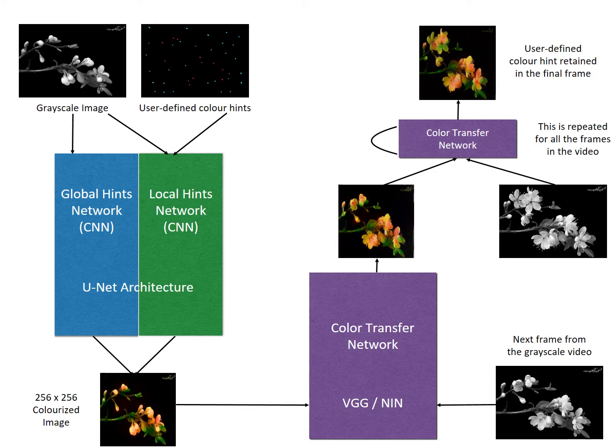Now let me go through the pipeline on how these models are used. The first frame of the video is input to the colorization model along with the user-defined color hints. The color hint image is converted from 3 channel to 2 channel to reduce the input parameters. Next, the trained U-Net model colorizes the image based on the hints provided and outputs a 256 by 256 colorized image. This image is then taken as a reference image for the color transfer model and applied iteratively on the rest of the frames. Here you can see the final output.